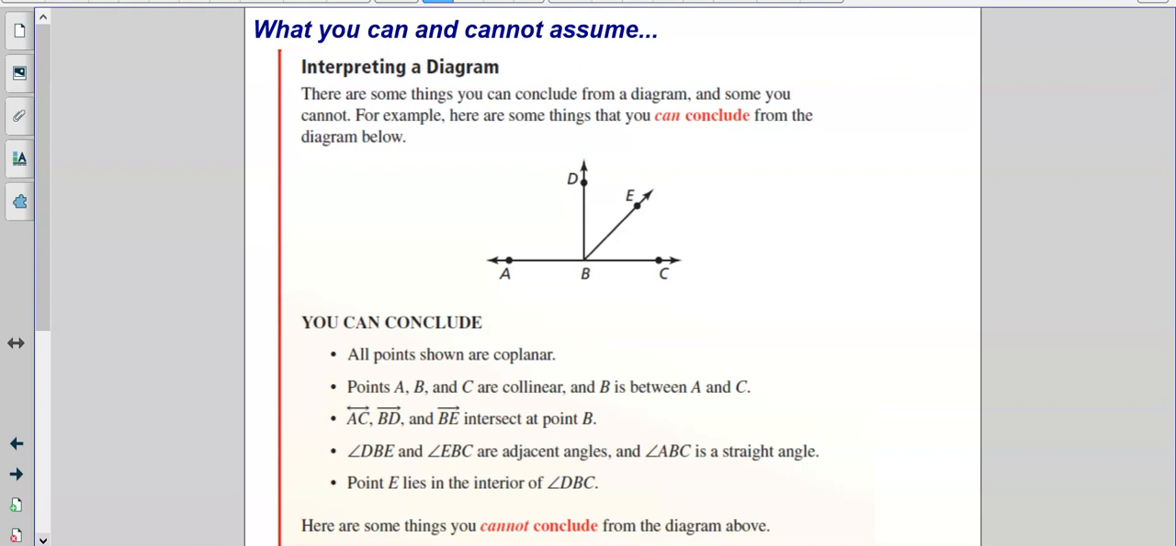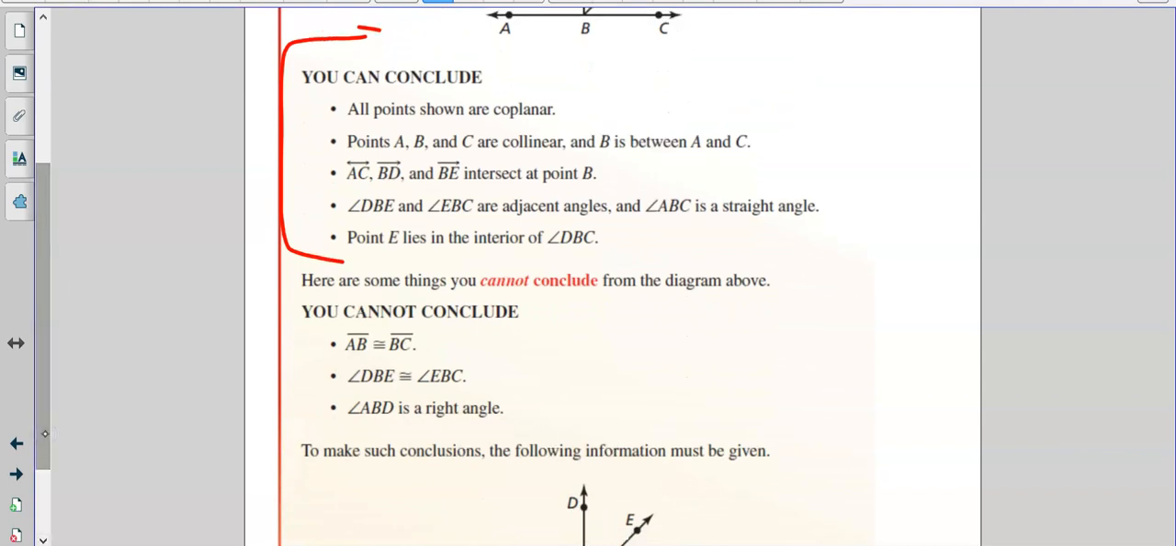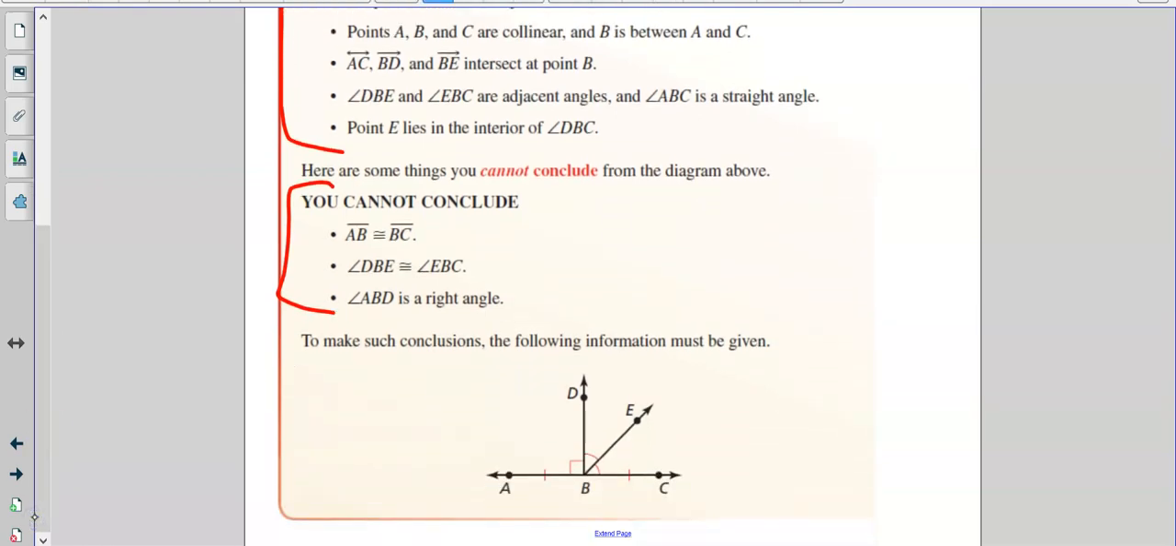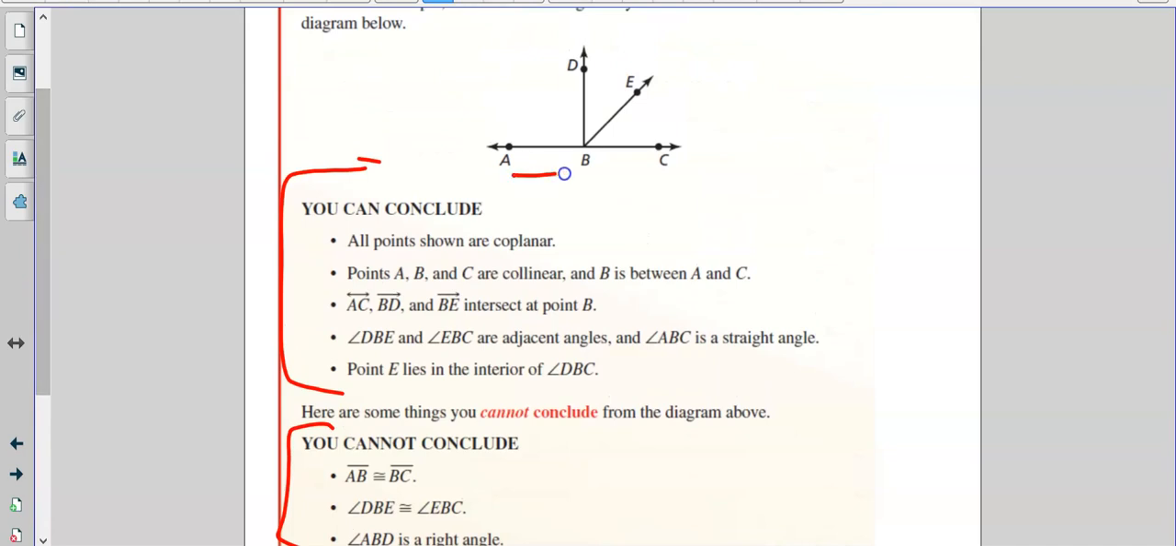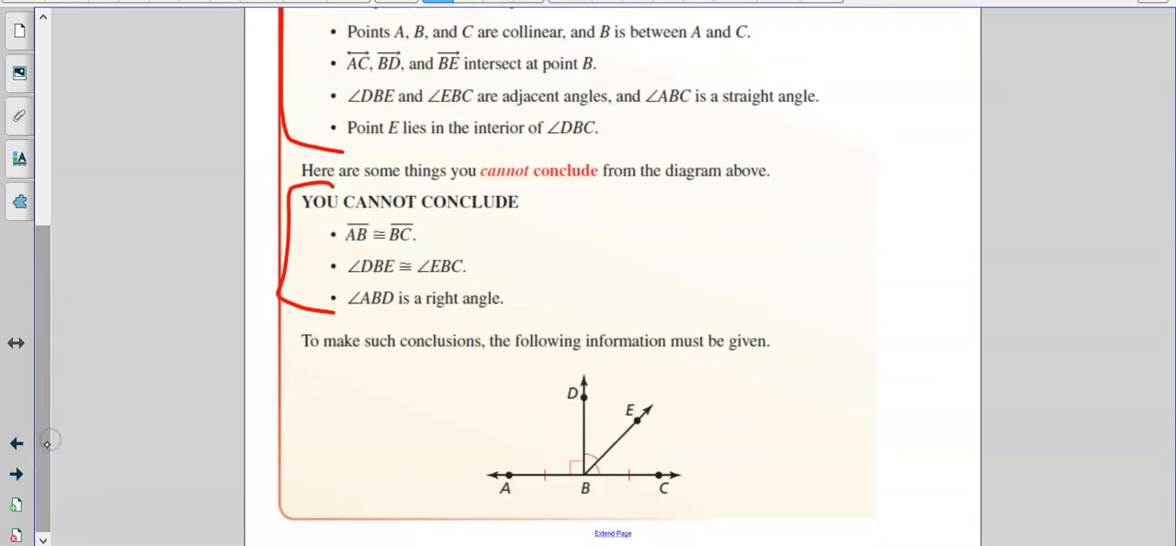All right, last page, you can read yourself, but real quickly, this is saying things you can conclude from a diagram. So all of this right here is stuff you can deduce from looking at that diagram. And then these are things you cannot. If you wanted to make those, you would have to have more markings on them. So you can't assume AB and BC are equal unless you have the markings. They look equal up here, but you can't assume that unless they're marked that way.